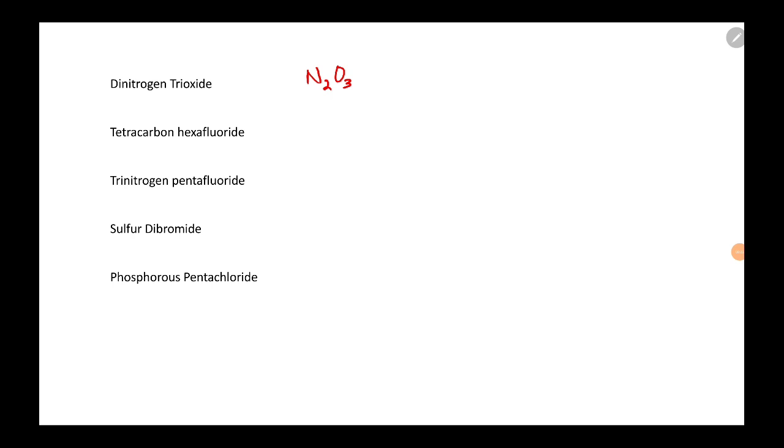Tetracarbon hexafluoride is our next example. Tetra is the prefix for 4, so there are 4 carbons. Hexa is the prefix for 6, so there are 6 fluorines, C4F6. Notice in covalent compounds, we never reduce. The prefixes give us the absolute numbers for these subscripts, and that molecule actually has 4 atoms of carbon and 6 atoms of fluorine, so we do not reduce for covalent molecules.